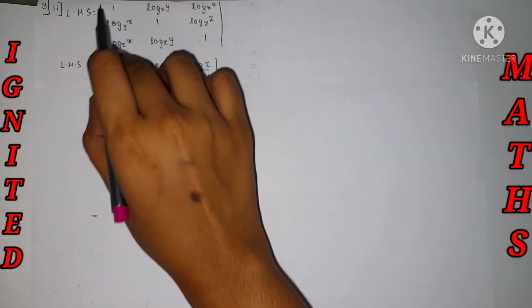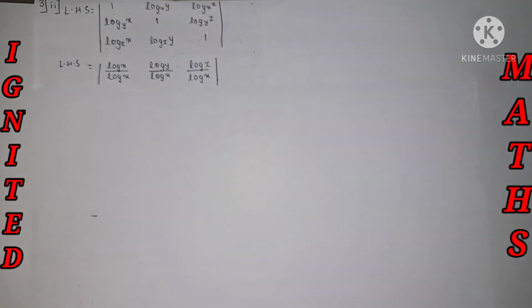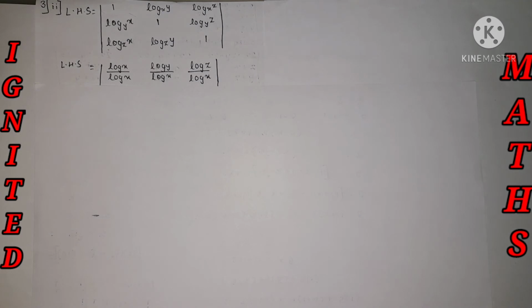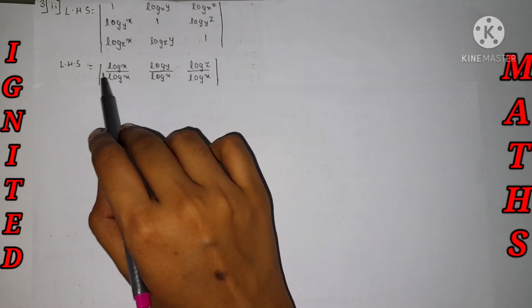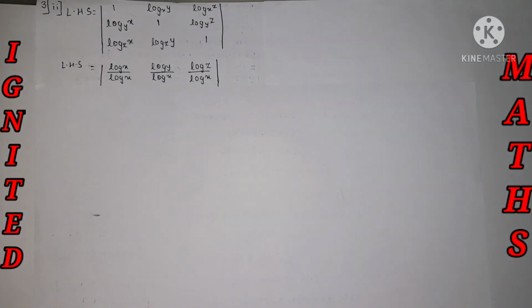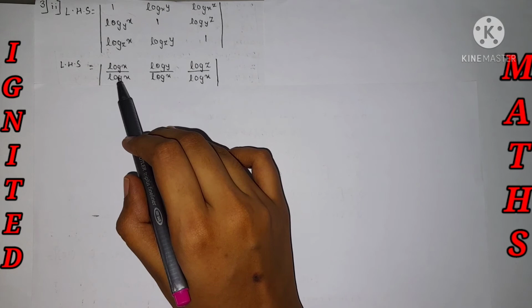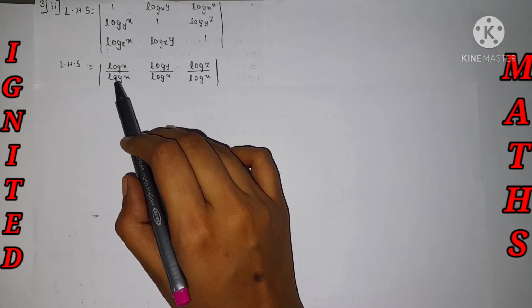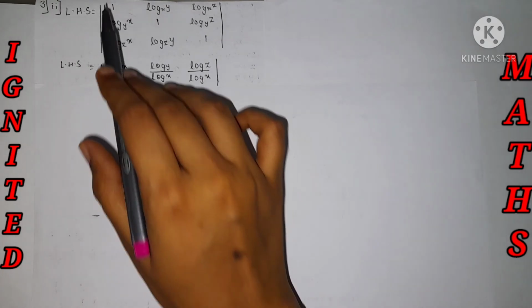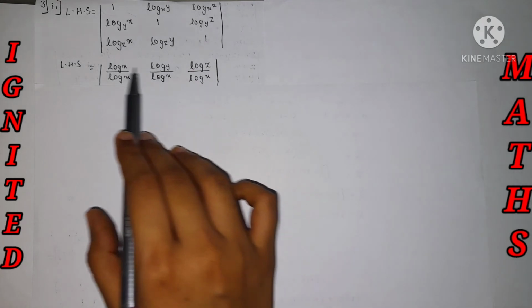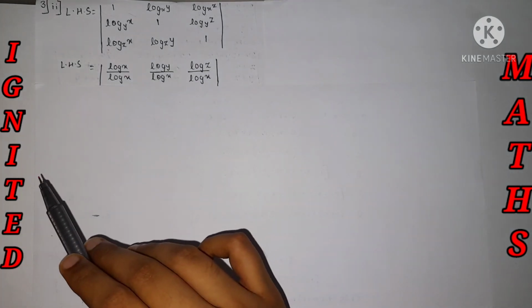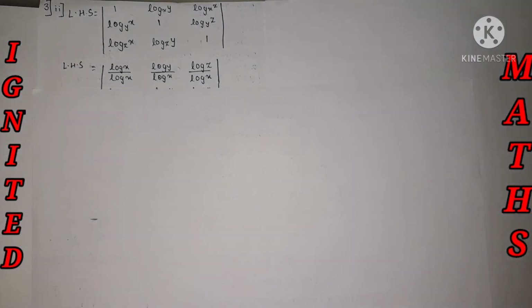Yes, so at this term, that is a11, I have the constant term 1. So how can I convert it into a log term so that I get the denominator as common? I write numerator and denominator as log x upon log x, that is nothing but 1. Yes, so that I can get the constant term in the common form. Then we need to repeat this for row 2 and row 3.